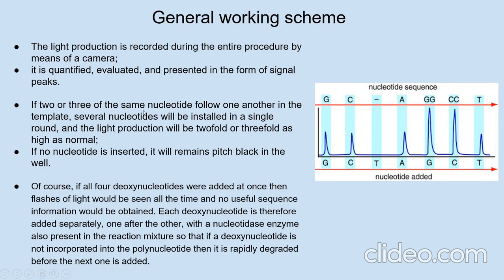If two or three of the same nucleotides follow one another in the template, several nucleotides will be installed in a single round, and the light production will be twofold or threefold as high as normal. Like here we can see, here we used GG or CC, so we can see the peak is threefold and twofold. It depends upon how many nucleotides we are using.